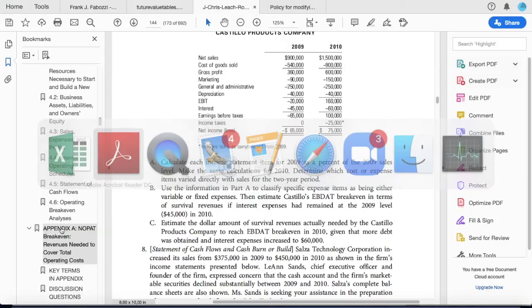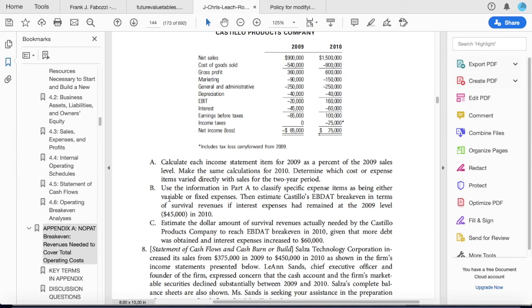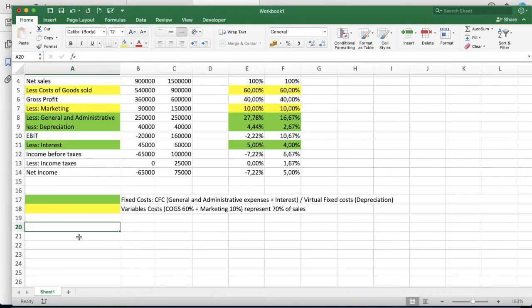Now let's move to the task B. Use the information in part A to classify specific expense items as being either variable or fixed expenses. It's already done. Then estimate Castillo's EBIT break-even in terms of survival revenues if interest expenses had remained at the 2009 level in 2010. So let's start. So the task B.